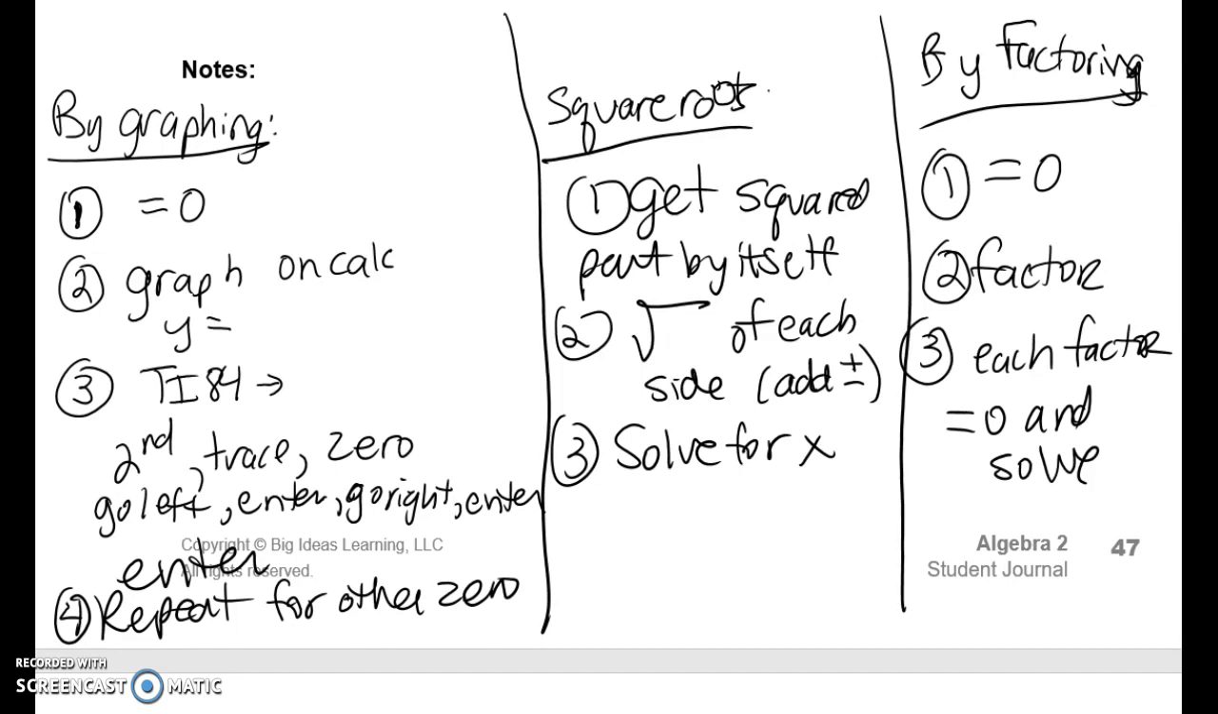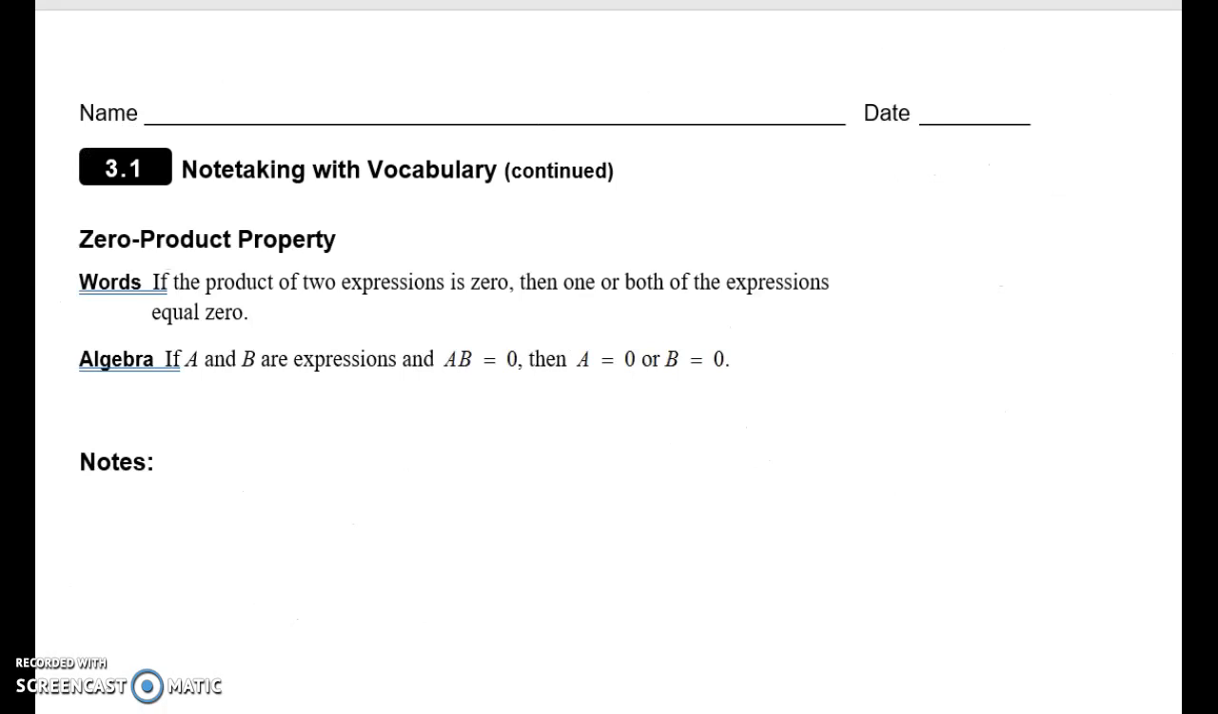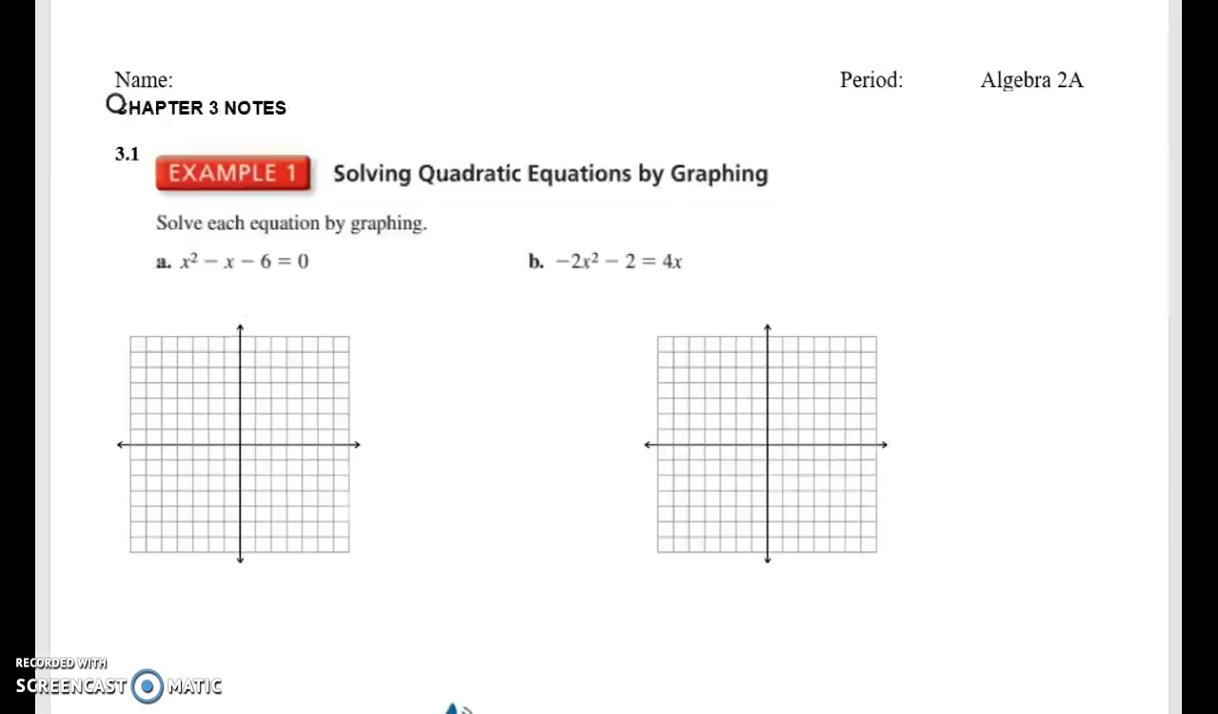Now let's go to the notes. Before you do go to the notes, take a look at the next page of your journal, page 48, and we will be looking at the zero product property when we get into solving by factoring. But you can read this here now. Looking at our notes, in example 1, we want to solve quadratics by graphing. So the direction, step 1 says equal to 0. In example 1a, we are already equal to 0.